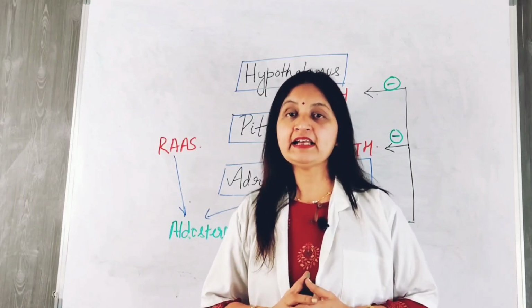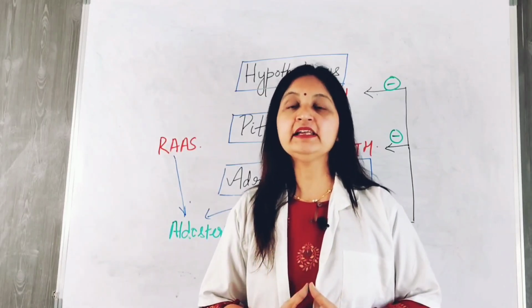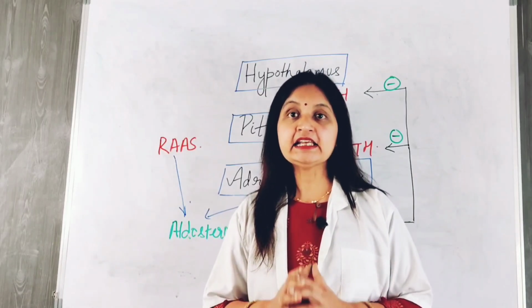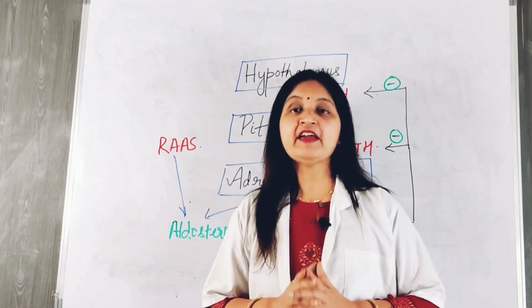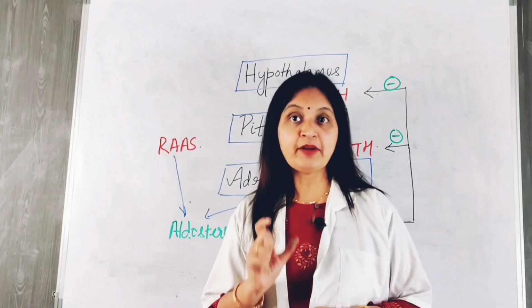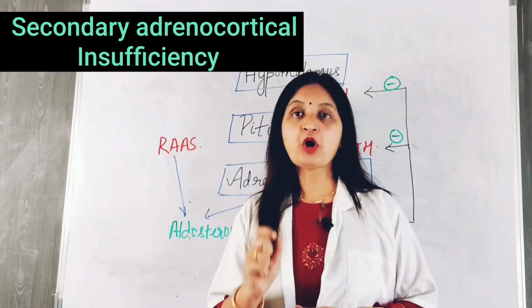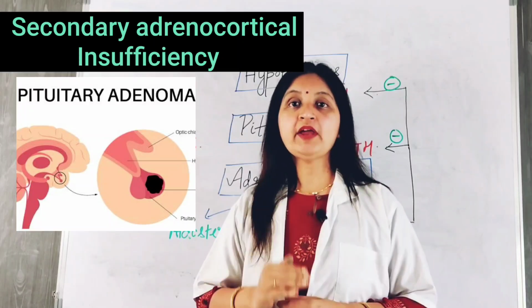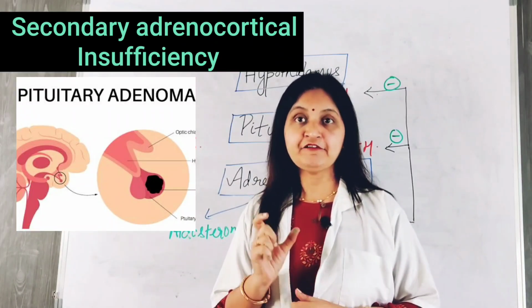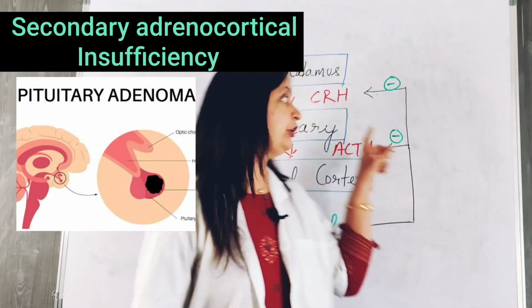So these are some of the factors that affect the adrenal glands, resulting in decreased cortisol levels and decreased aldosterone levels, and the defect is in the adrenal gland. So in primary insufficiency, the issue is in the adrenal glands. In secondary adrenocortical insufficiency, the defect or the disorder lies in the pituitary.